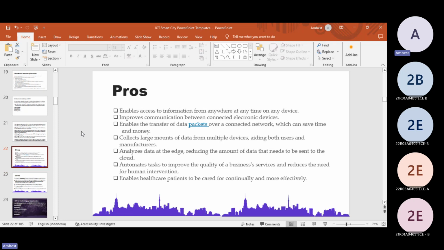And the next thing was it analyzes the data at the edge and reduces the amount of data that needs to be sent to the cloud. So whatever data we have been using is analyzed in a short time, with less storage, and it's going to be used.